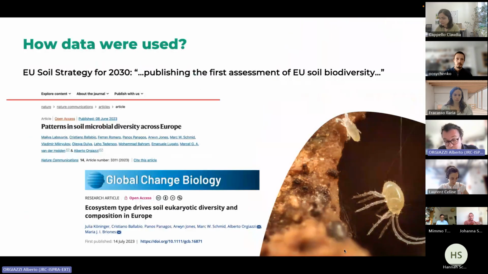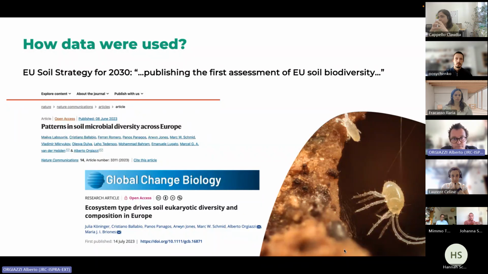And how are we using this? Back in 2021, the European Commission launched the EU Soil Strategy for 2030. And among the activities related to soil, there was one on soil biodiversity, and specifically the development of the first assessment of the soil genetic diversity in Europe. So we used the data collected in 2018 to perform this first ever genetic assessment of soil biodiversity across Europe. As you can see, we were able to publish this.